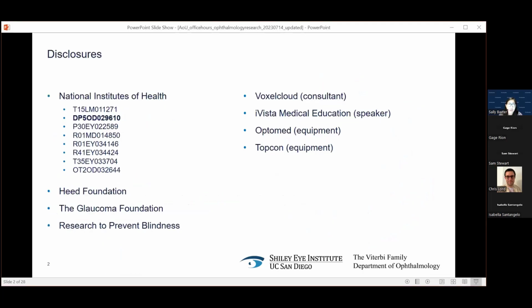So these are my disclosures. I'm highlighting my DP5 award from NIH Office of the Director, since that has been the one that has primarily funded my work with the All of Us research program. But I do have some commercial disclosures, just mostly equipment and a one-time consulting thing for which I'm still in the window to report. But none of these are related to the talk that I'm giving today.